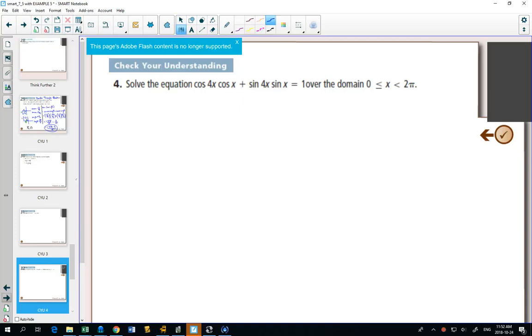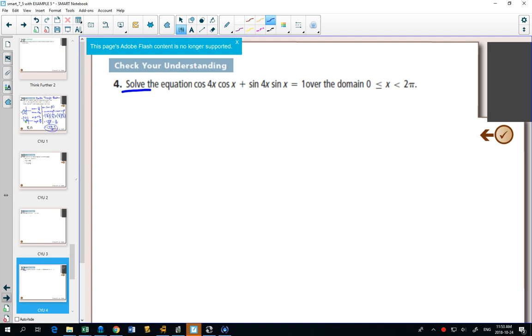In example 4, the keyword or the command word in the example is solve. So you need to solve for x. It tells us it's between 0 and 2 pi. But it starts off and it looks really nasty: cos 4x cos x plus sine 4x sine x equals 1. So we have two trig functions and a whole bunch of stuff.